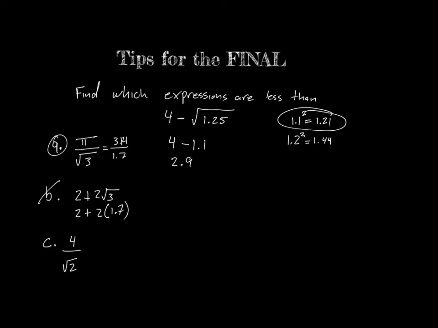And the next one is 4 divided by the square root of 2. The square root of 2, if you use the same method that we did above, you're going to multiply 1.1 times itself, 1.2 times itself. 1.3 squared is going to give you 1.69. Okay, we're closer. 1.4 squared is going to give you 1.96. And that is actually very close to 2. So what we're going to do is 4 divided by 1.4. And if you do that division, you get 2.8, which is actually less than 2.9. So that will be another answer.